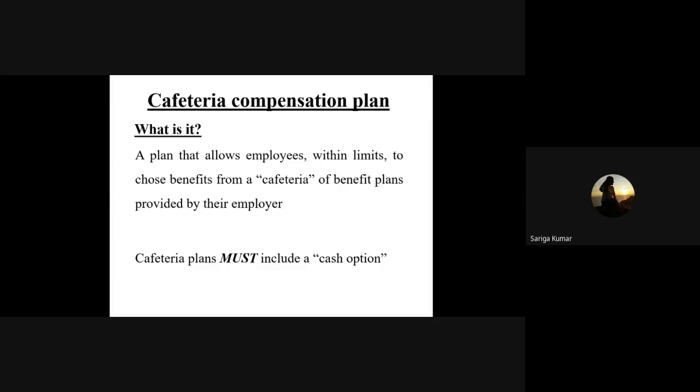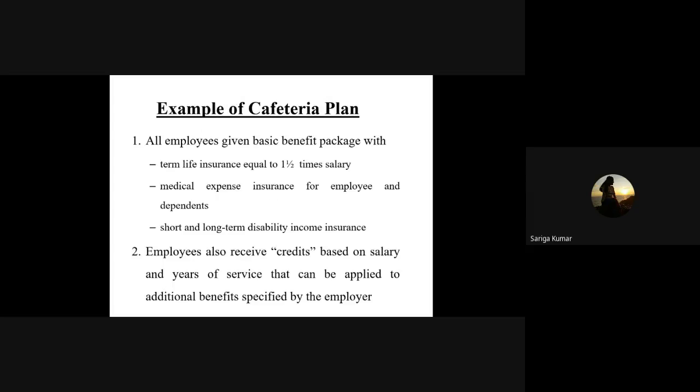There is a condition here that the menu must compulsorily include the cash option. Whoever requires cash can take it immediately. As an example of a cafeteria plan, all employees will be given a benefit package. These are some items on the menu of a cafeteria plan: term life insurance equal to 1.5 times the salary, which is paid by the organization on behalf of the employee.